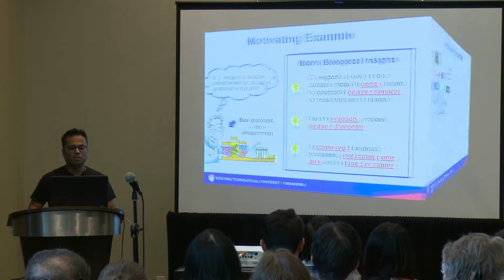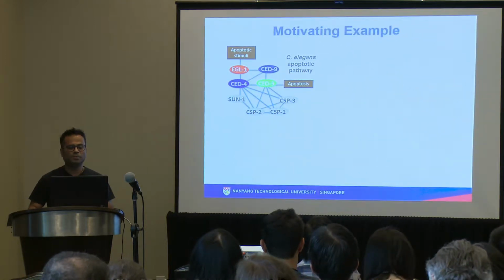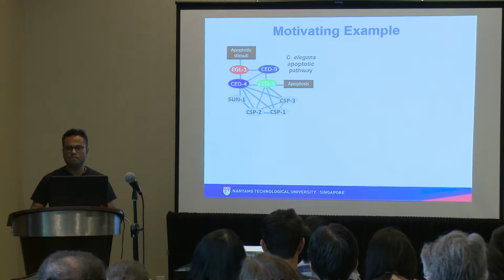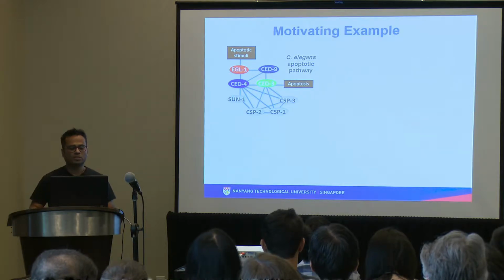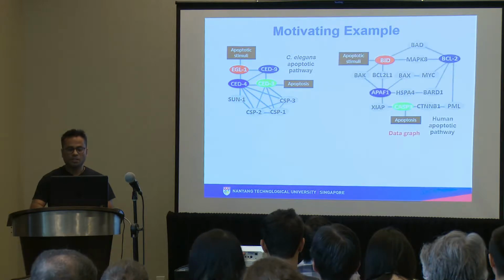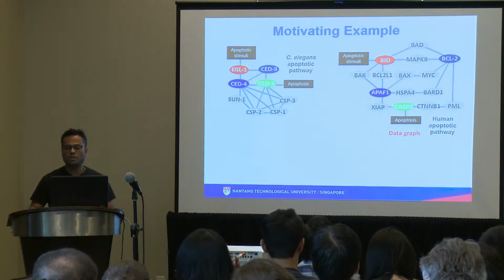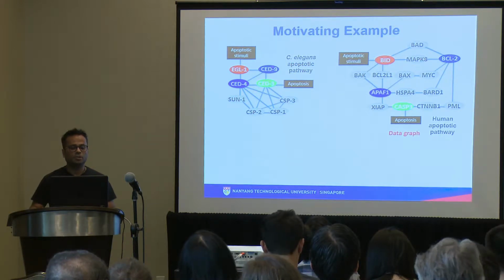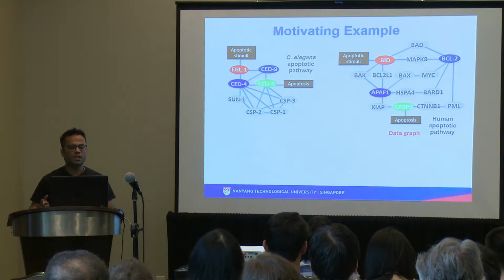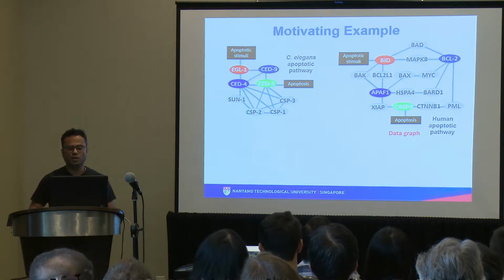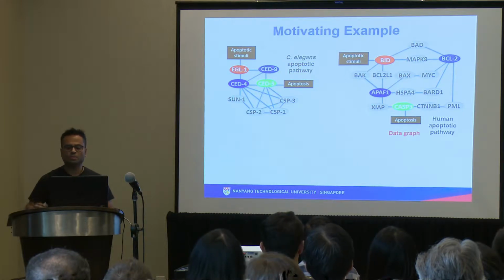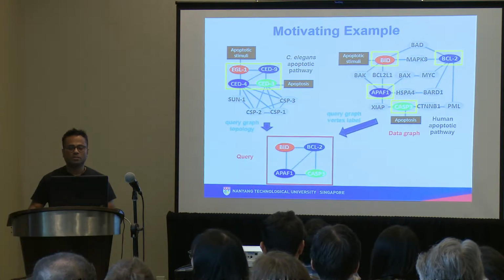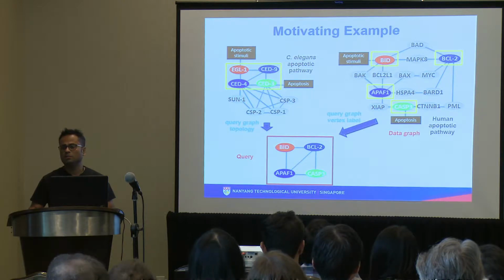So Bob has access to the C. elegans protein-protein interaction network, and the color-coded genes are the ones he's interested in. If you look at the structure of these four genes, the corresponding genes in the human apoptotic network are the ones with the same color corresponding to the C. elegans apoptosis pathway. So BID is homologous, or similar, to EGL1, CED9 is homologous to BCL2, and so on. Bob would like to see whether this particular substructure occurs in the human pathway.